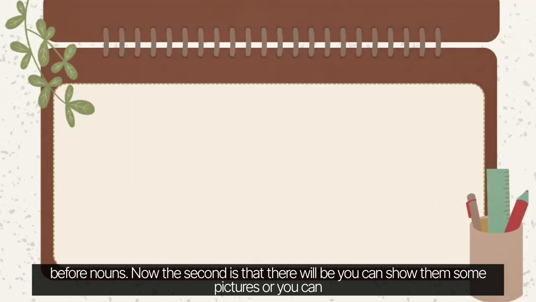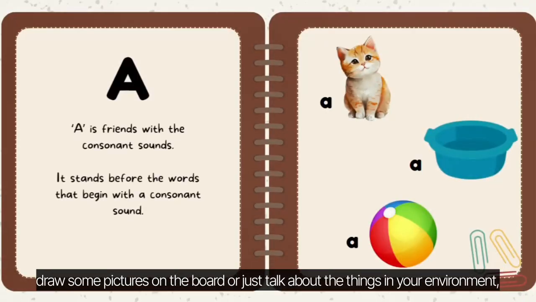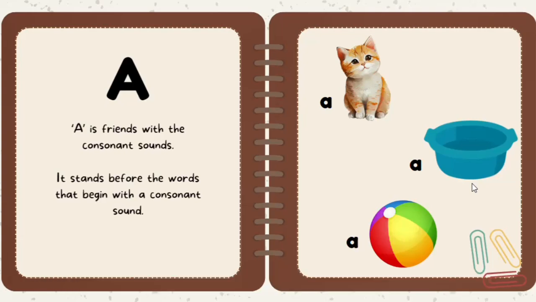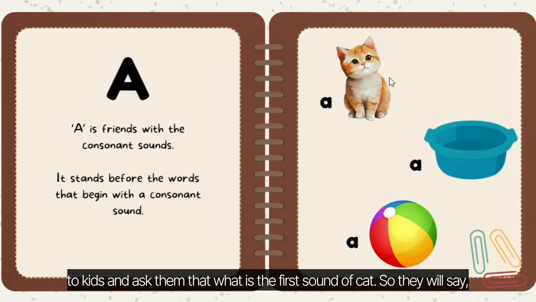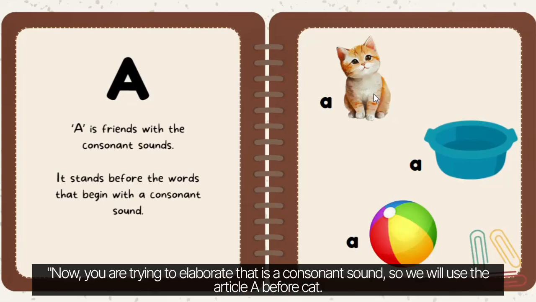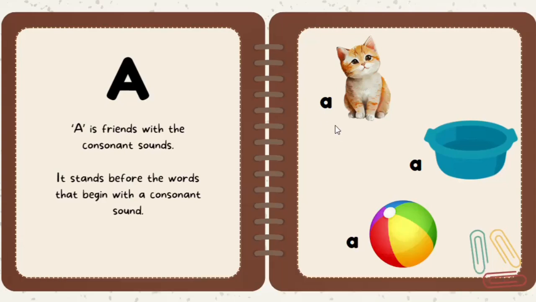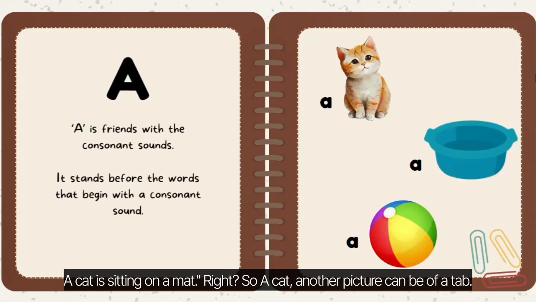Now, the second step will be you can show them some pictures or you can draw some pictures on the board or just talk about the things in your environment which have the consonant sounds. For example, here I have drawn a cat. So show the picture of the cat to kids and ask them what the first sound of cat is. So they will say k, k, k. Now it's your turn to elaborate that k is a consonant sound. So we will use the article a before cat. A cat is sitting on a mat, right?